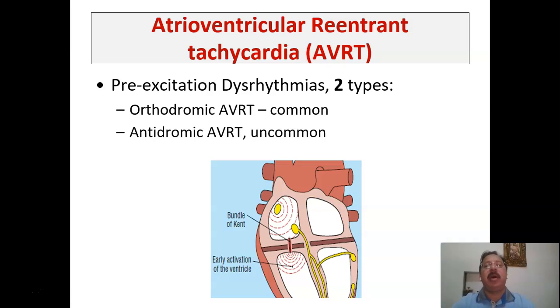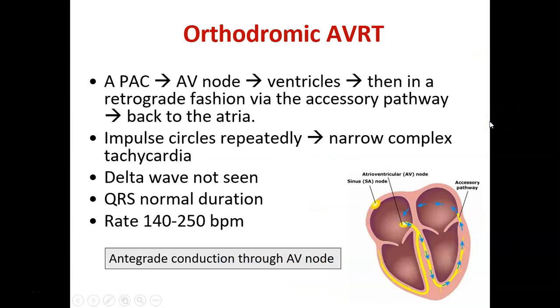Again, one more mechanism of narrow complex supraventricular tachycardia is atrioventricular reentrant tachycardia. So pre-excitation dysrhythmias can be produced by two mechanisms or of two types: orthodromic atrioventricular reentrant tachycardia, which is a bit common, and antidromic atrioventricular reentrant tachycardia, slightly uncommon. And let's review the mechanisms.